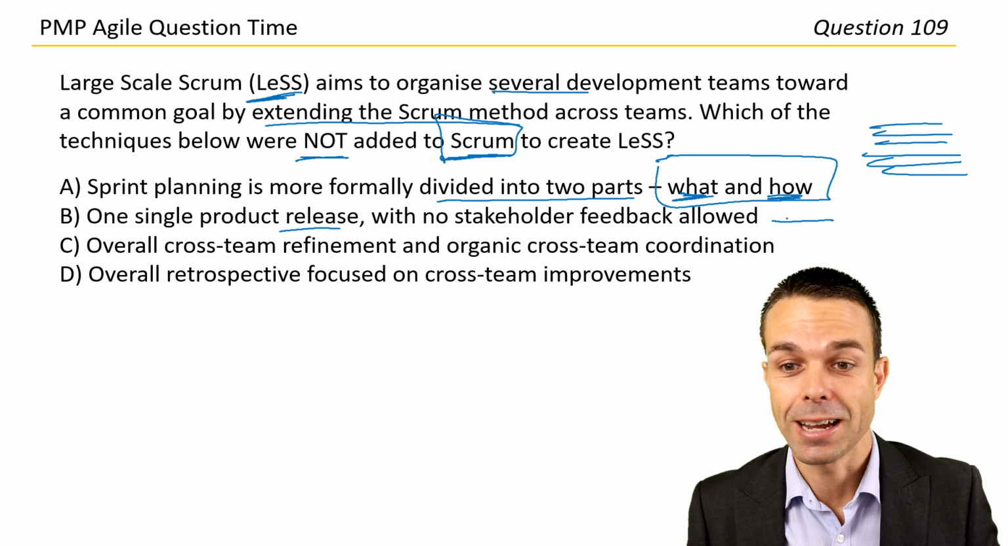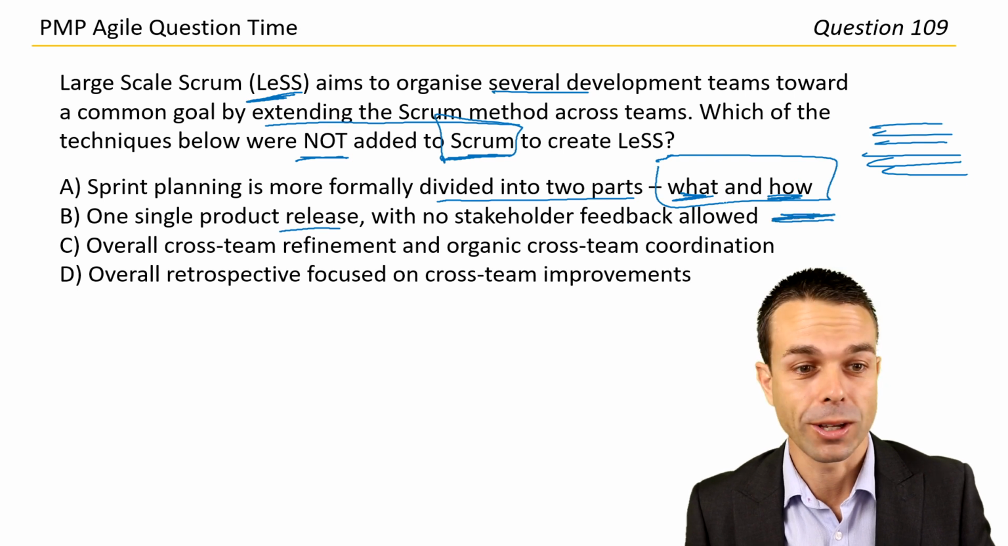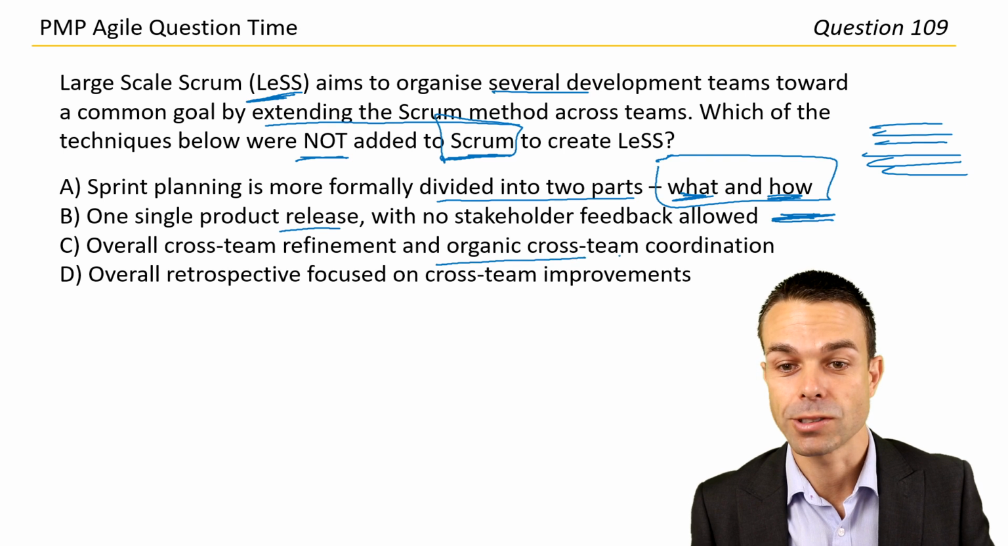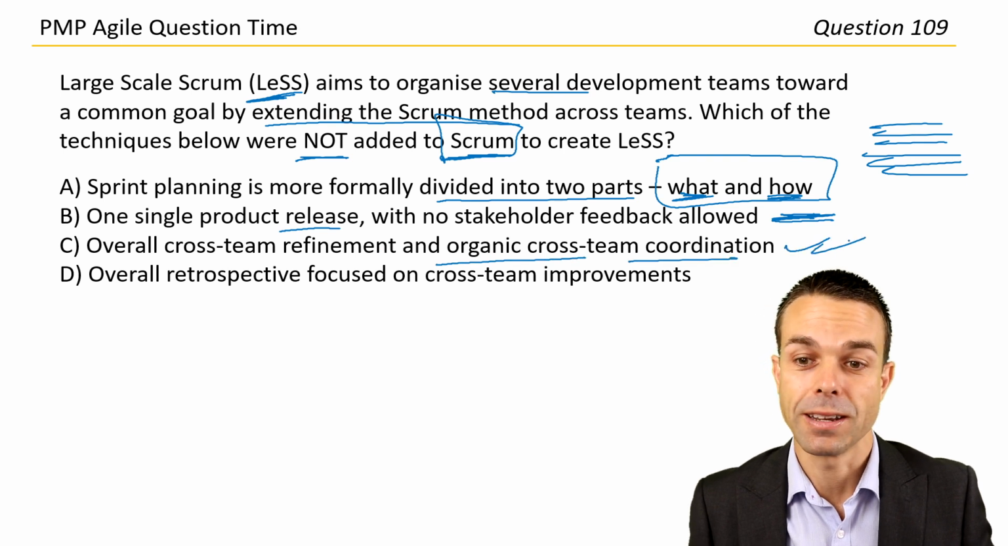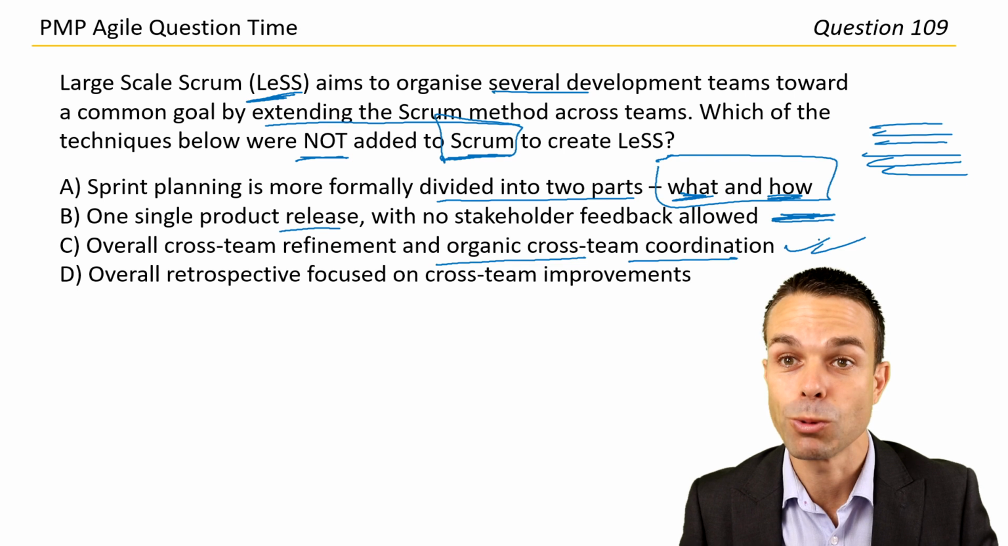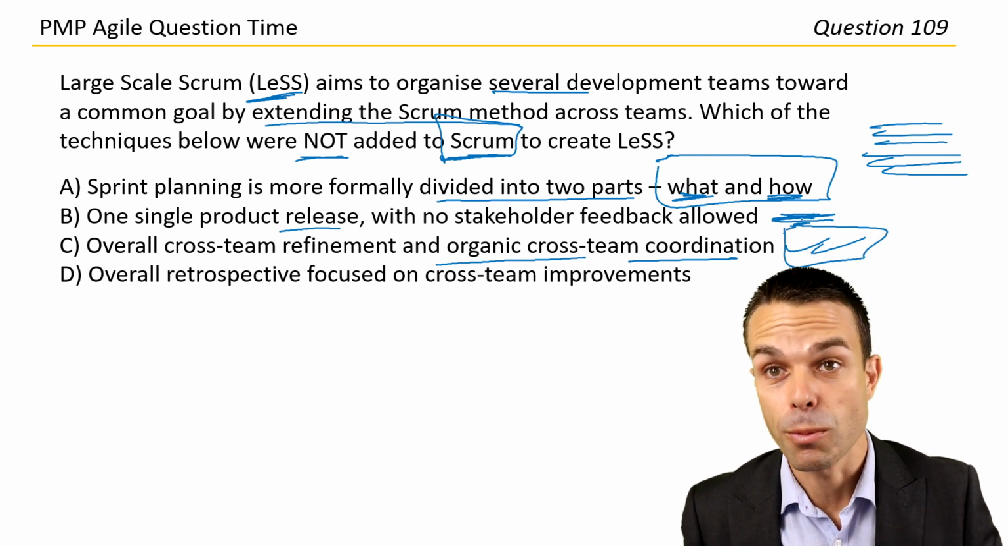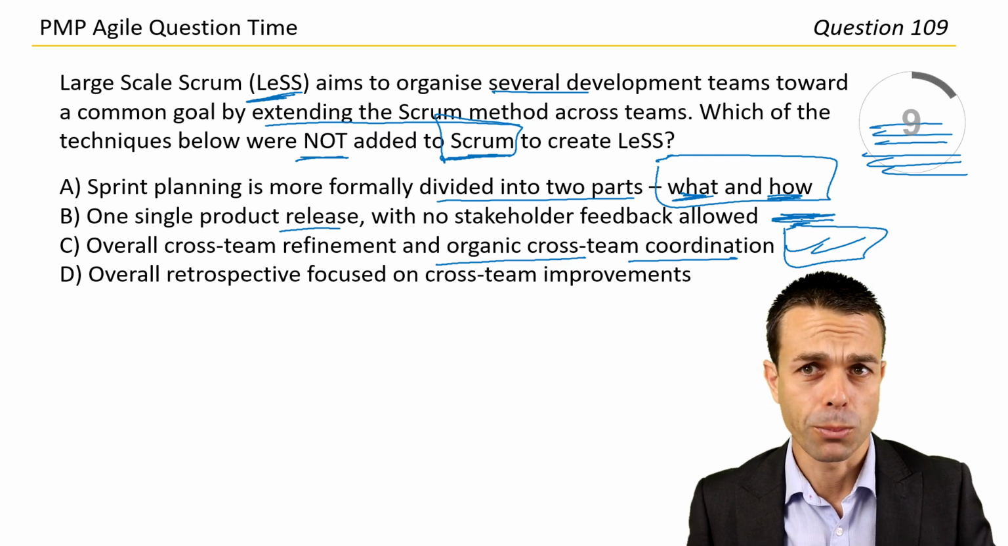Anyway, all of that to say, this one is probably the one that we're looking at here. Overall cross-team refinement, yes. Organic cross-team coordination, 100%. Cross self-forming teams we want in Agile, so around a product that people care about or that they're involved in, really important.